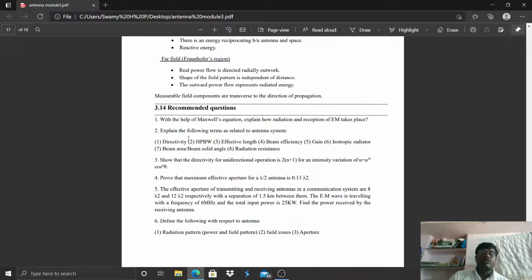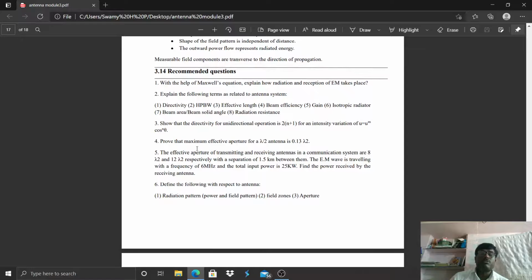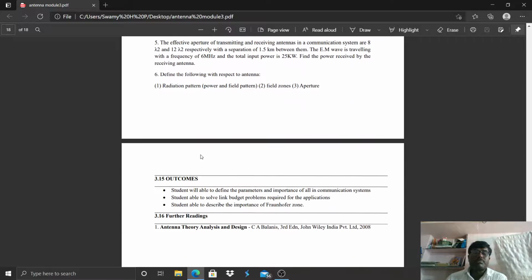These are the important questions from the exam point of view, which I have made from this basic antenna parameters chapter. So I will stop here; module 3 with respect to antenna is completed.